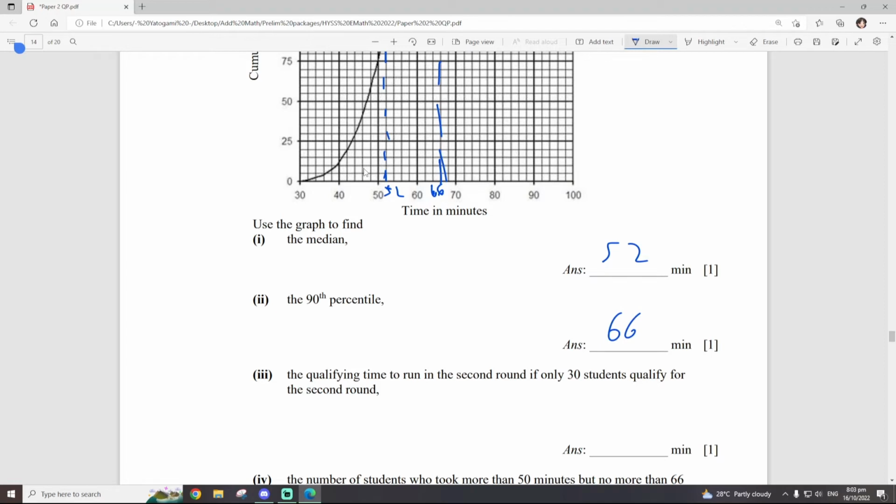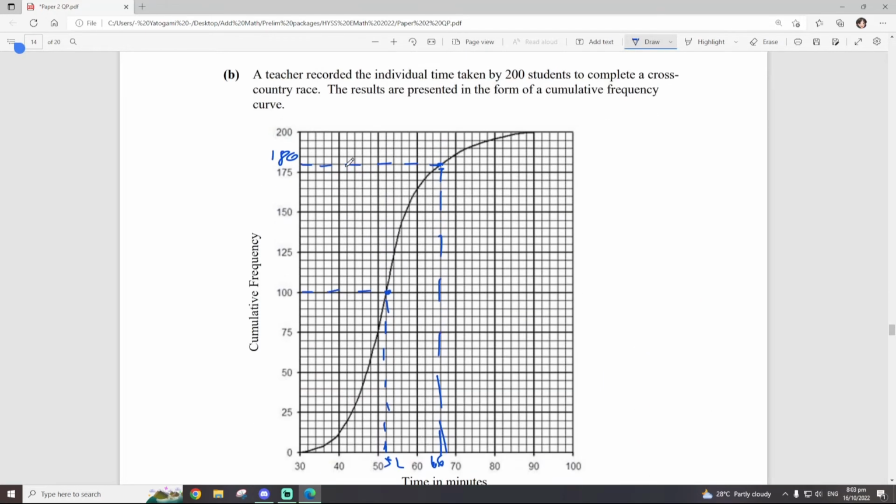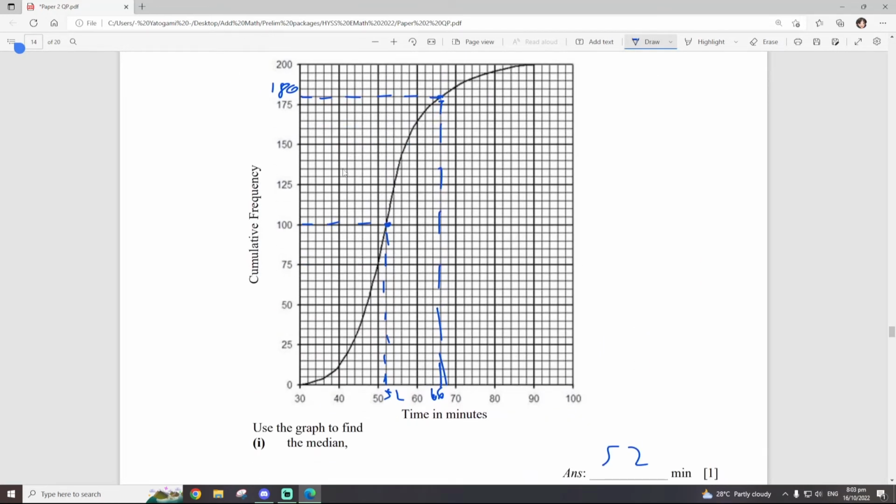The qualifying time to run the second round, only 30 students qualify. So 30 students is just 30, so we don't need to work out any percentage or whatever. So that will be here. So 44.